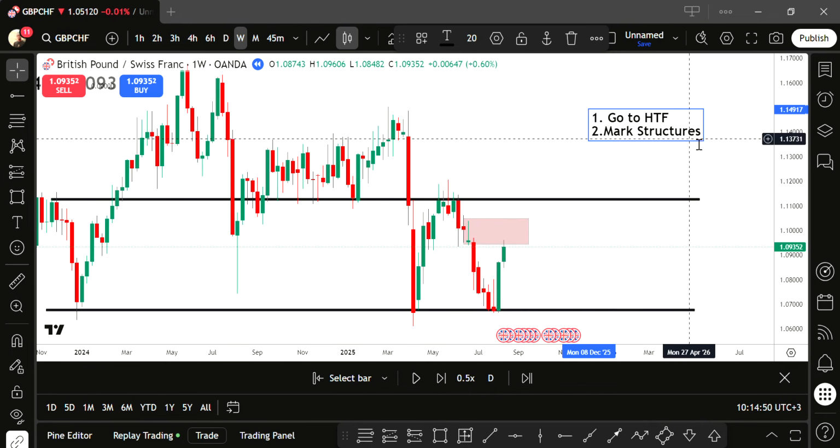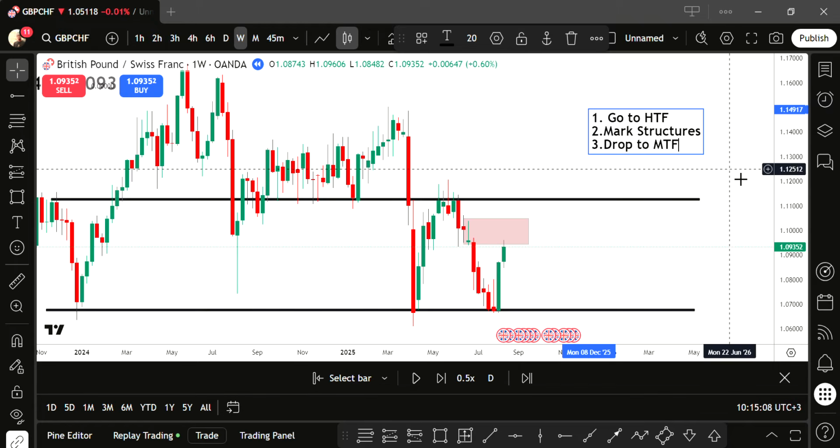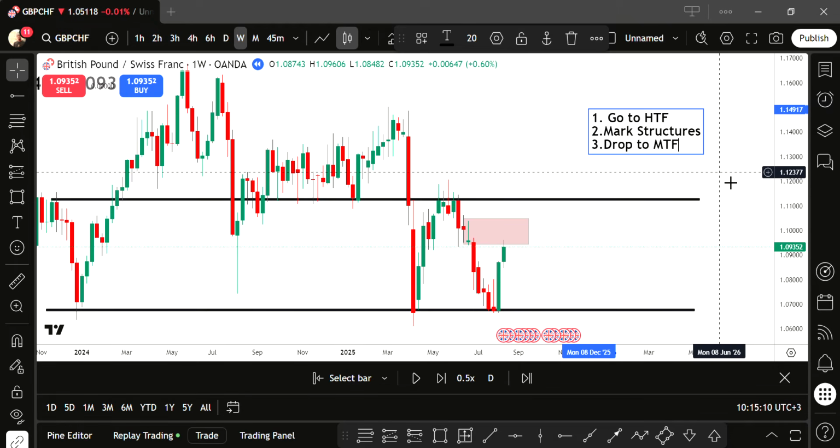The next rule is, after doing these things, rule number 3, just put here rule number 3, drop to your medium time frame. That is rule number 3. You want to drop down to your medium time frame. And what are you going to do on your medium time frame? Your medium time frame is where you're going to observe the immediate trend of the market.